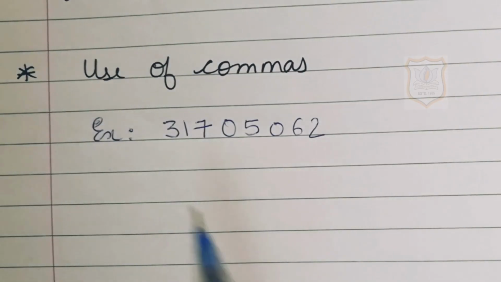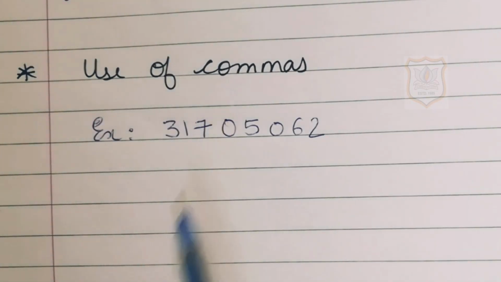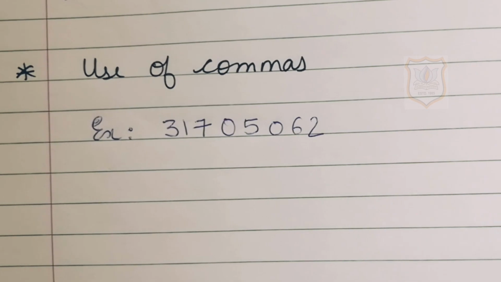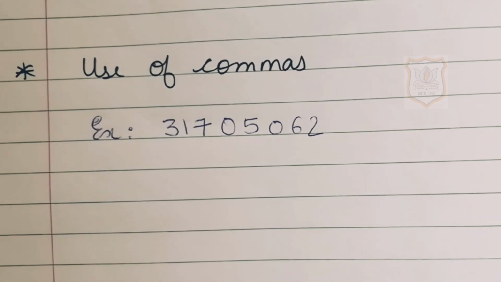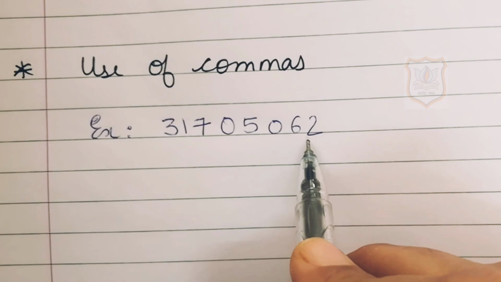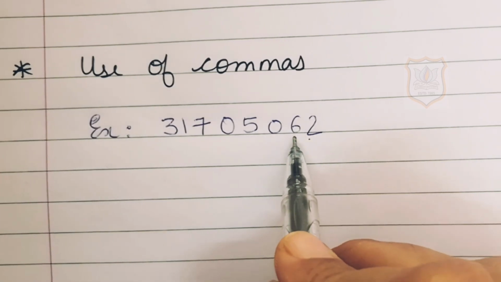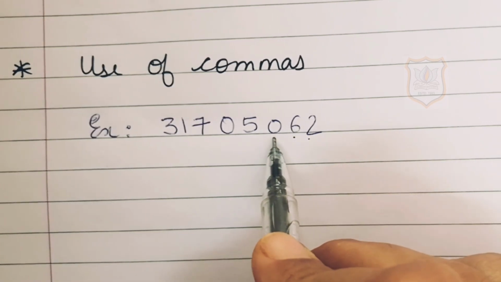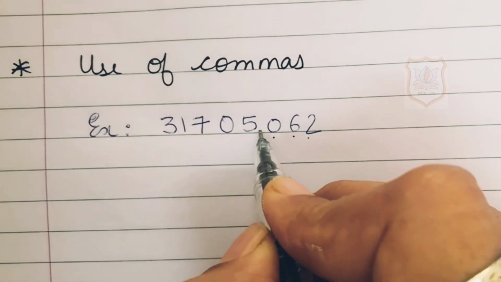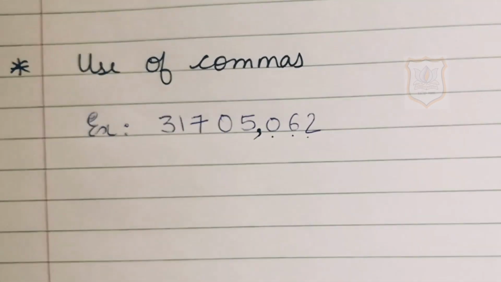Now next is use of commas. Students, commas added to numbers help us to read and write large numbers easily. As per Indian numeration, commas are used to mark thousand, lakhs and crores. The first comma will come after hundreds place. Now here this 2 is in the ones place, 6 is in the tens place and 0 is at the hundreds place. So we will place the first comma after hundreds place. So we will place comma here.